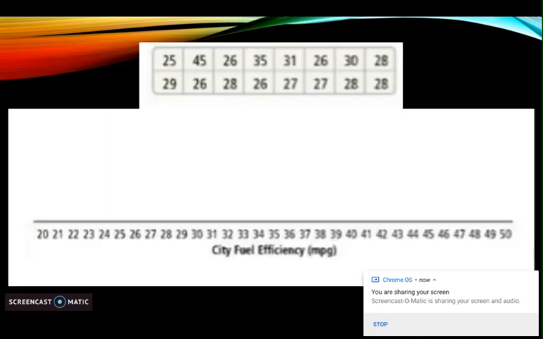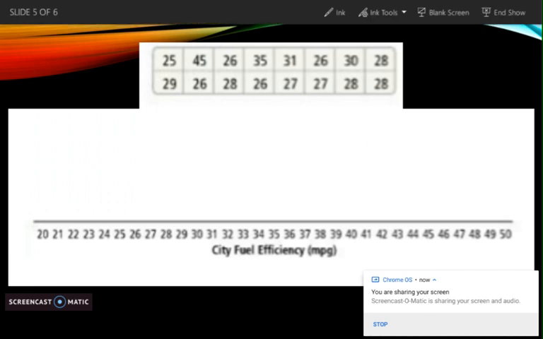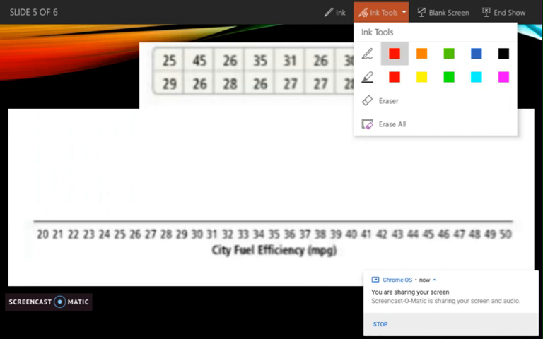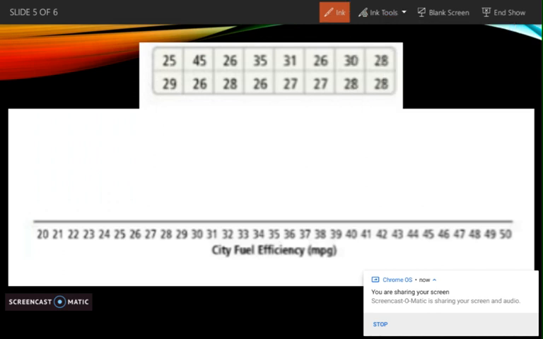So the way we're going to do this is we're going to take these values here at the top and we're going to put all of them on this dot plot. So the dot plot is a number line with all of the numbers listed out from 20 to 50, and we are going to place a dot above each number every time it is repeated in this set of data.